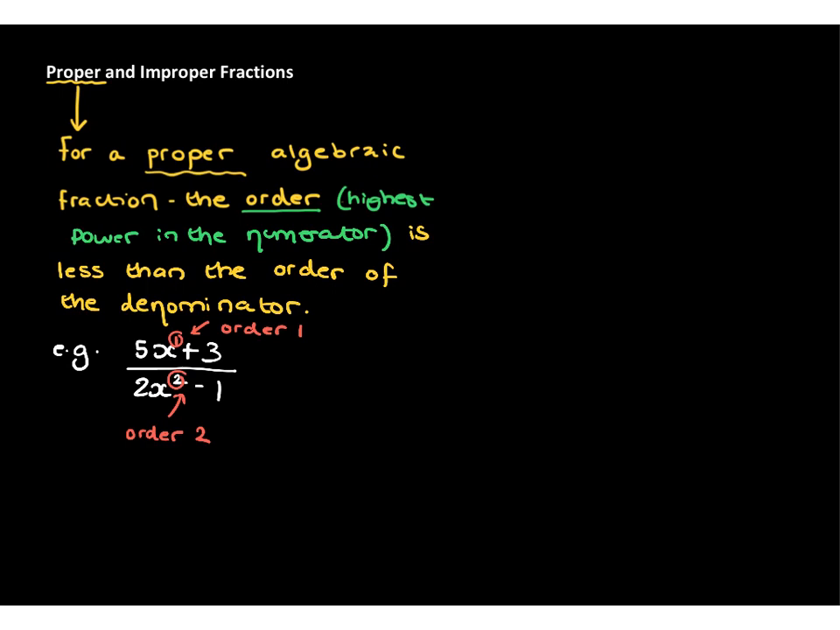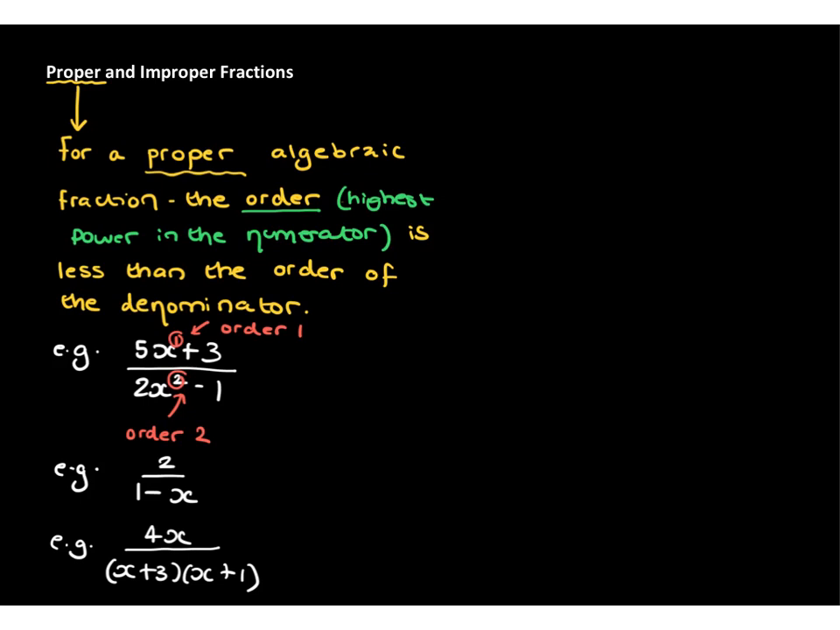Let's list a few other examples as well. So for instance, 2 over 1 minus x, the order of the numerator here is 0 and the order of the denominator here is 1. And let's list one final example, 4x over x plus 3 x plus 1. Now the order of the numerator is 1 and the order of the denominator is 2, even though we haven't yet expanded the brackets. Once we do that, we'll be able to see very clearly the x squared term, giving the denominator an order of 2.